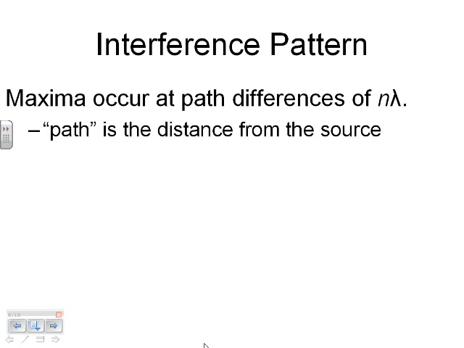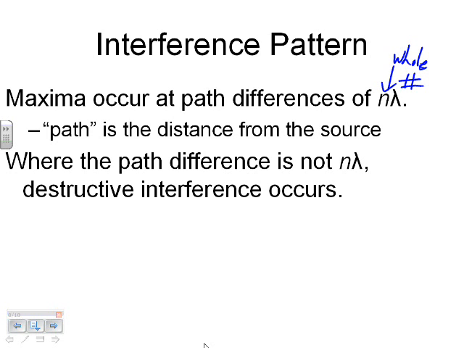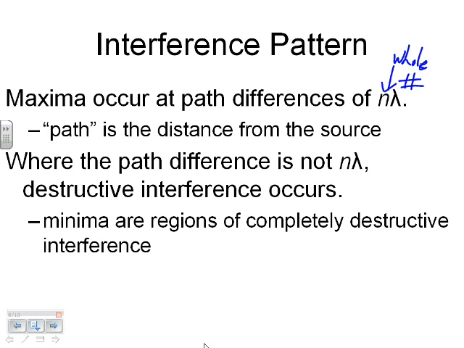Maxima will occur where the path difference is n lambda, where n is just some whole number, but where the path difference is not a whole number times the wavelength, there we have destructive interference. And minima is where it's completely destructive interference. And those of you that are thinking ahead, that would be where we have 0.5 less than a whole number times the wavelength. So that's where we have 1.5 wavelengths as the path difference, for example, at the second nodal line.